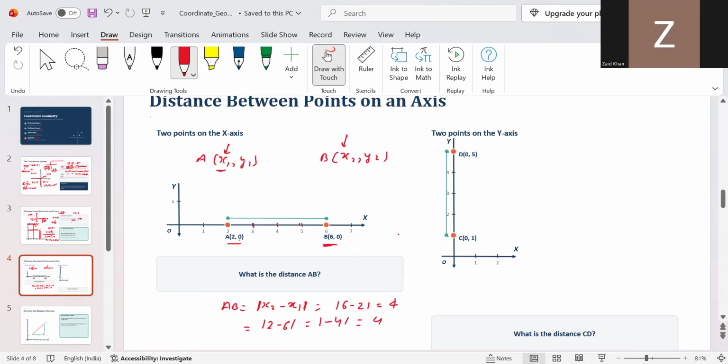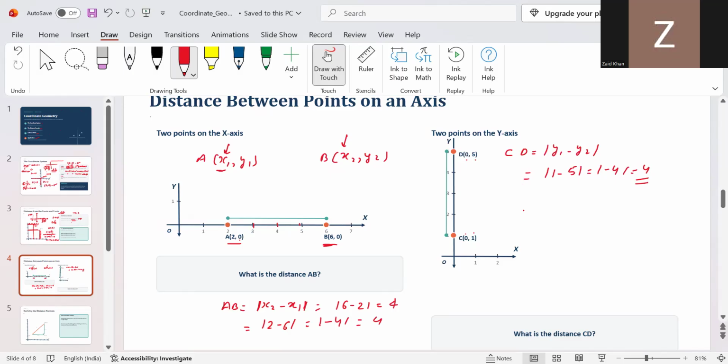Now, how do we find the distance between points C and D? If they lie on the y-axis, the distance between C and D will be either y1 minus y2 or y2 minus y1. Let's say y1 minus y2. So what are your y1 and y2? For points C and D, this is x1, y1, x2, y2. So y1 is 1, y2 is 5. So that is equal to minus 4. Please make sure distance cannot be negative, so the distance is 4.